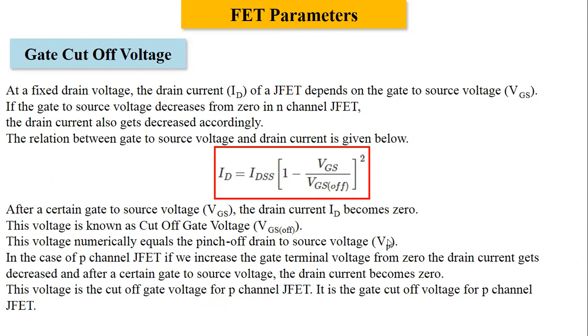VP, right? When the value of VGS equals minus VP for an n-channel FET, we get a minimum or negligible value of ID. We can say the current is so minimum that the device is off. So that voltage is nothing but the cutoff voltage. Instead of VP, we can write VGS off or cutoff voltage. So the modified equation is ID equals IDSS into 1 minus VGS upon VGS off, whole square. Okay, that was the cutoff voltage. That should be equal to the pinch-off voltage.